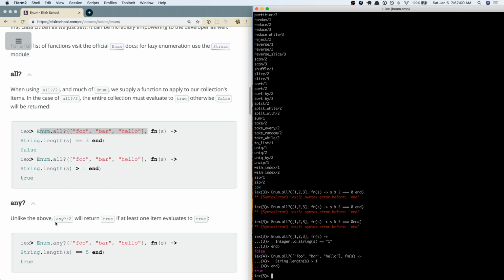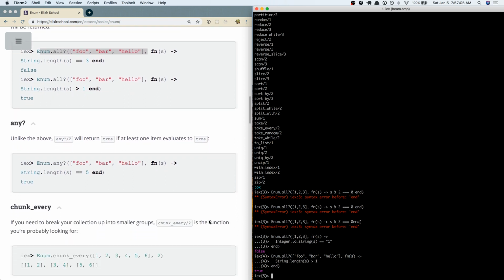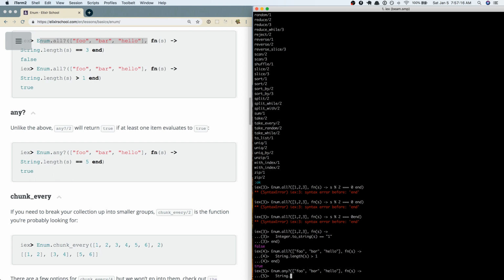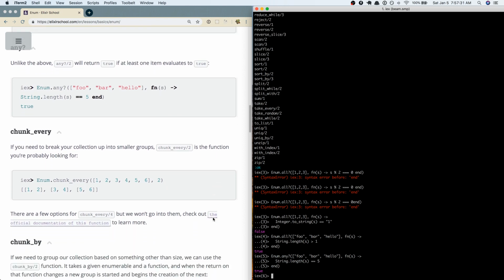Any. Unlike the above, any? will return true if at least one item evaluates to true. Chunk every. If you need to break your collection into small groups, chunk_every is the function you're probably looking for.